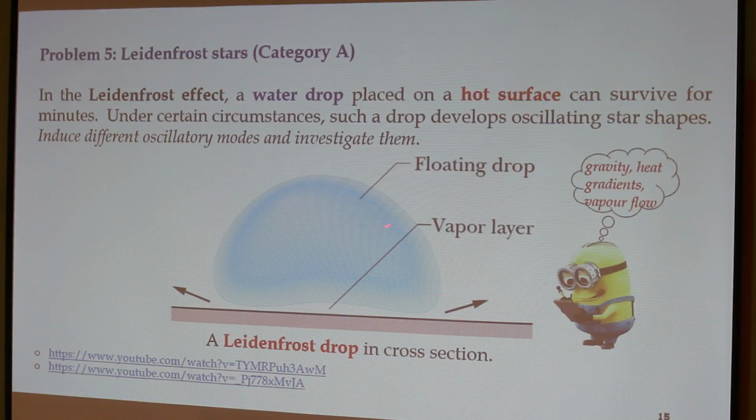In this case, we can see from this picture that the weight of the droplet would have an effect, because that will determine the rate at which the vapor leaves the space between the drop and the hot surface. Temperature gradients and vapor flow will be important factors here. So I'll show you the video of what we mean by oscillatory modes.